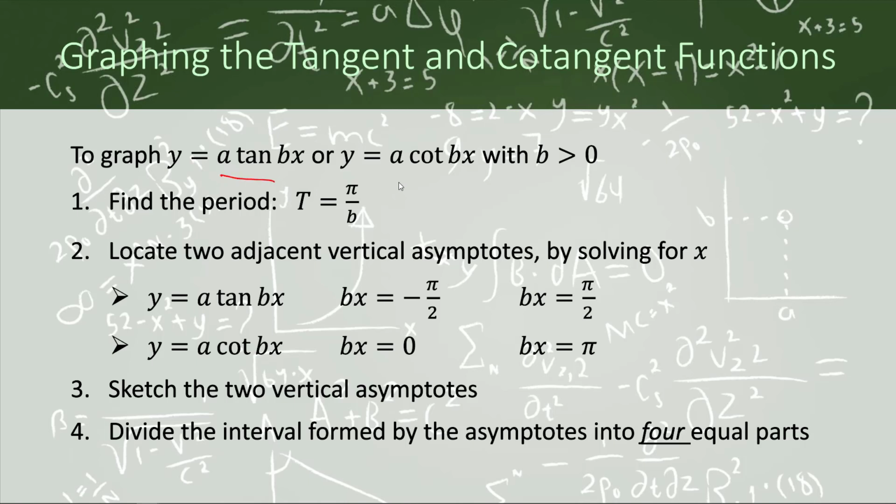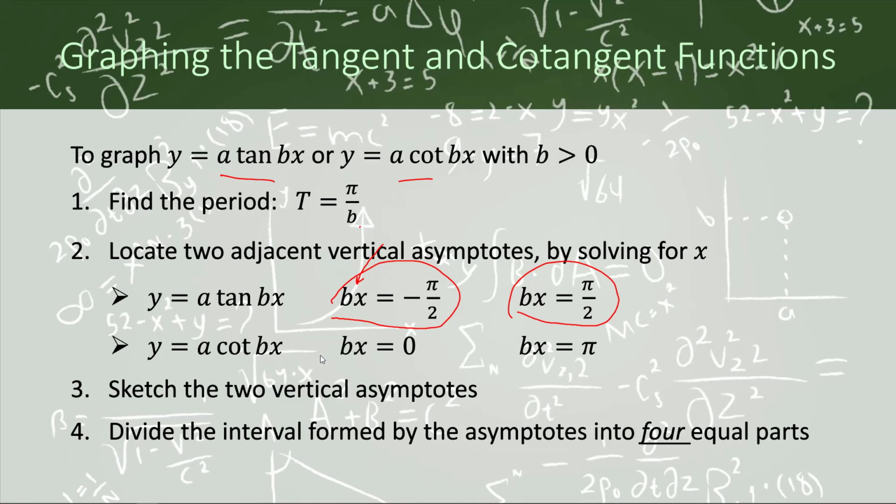Okay, now to graph these, we need to first find the period, and that is going to be equal to pi over b, since the period for tangent and cotangent is pi and not 2 pi. Once we've done that, we want to locate the 2 vertical asymptotes, and that can be solved for tangent by taking the argument and setting it equal to negative pi over 2 and solving for x, and then taking the argument and setting that equal to positive pi over 2 and solving for x. One thing that you'll notice is that once you find the left asymptote, the lower vertical asymptote, all you need to do is add the period to it to find the higher asymptote.